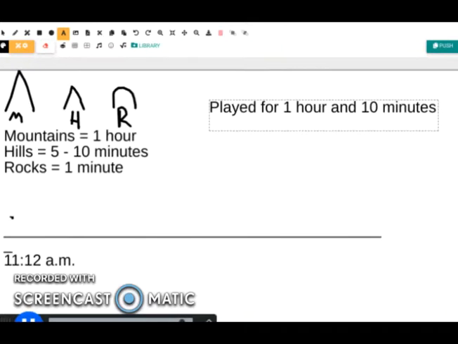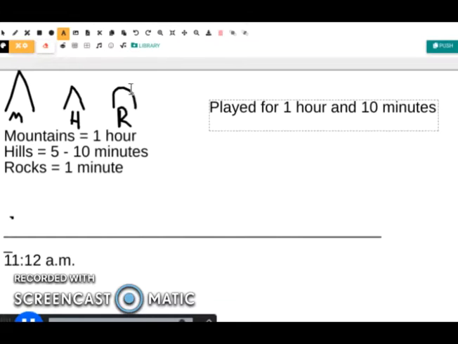So as we're thinking about what we know about this problem, we want to go back and just review what mountains, hills, and rocks stand for. And remember, we want to do the hours first, try to get rid of those hours, and then we want to work on the minutes. So the mountains, the M here, stands for hours. So 1 mountain equals 1 hour. And then we're going to talk about the hills, and that H stands for hills. These hills represent 5 to 10 minutes. So you're going to know what you're using there, and I would even write that on the number line so that it makes it helpful for you.